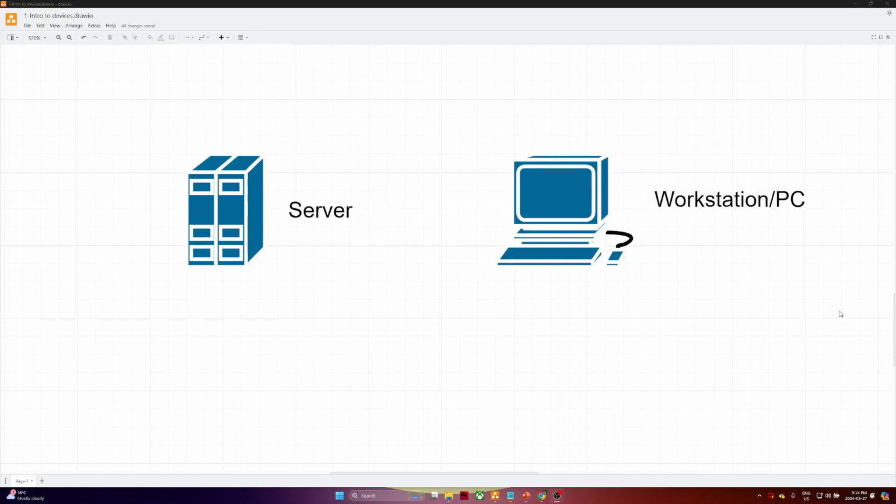So this is the introduction to the devices. The first device I'm going to work with a lot is the workstation slash PC. We're also going to be working with a server. Right now, I've only named this a server, but in different topologies and different videos, you will see this as a DHCP server or a Windows server.